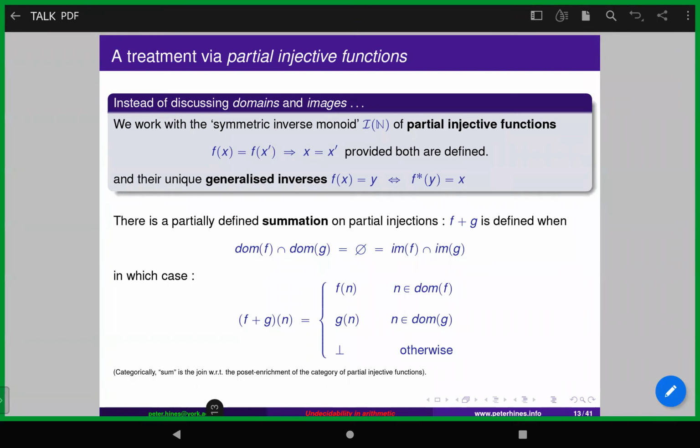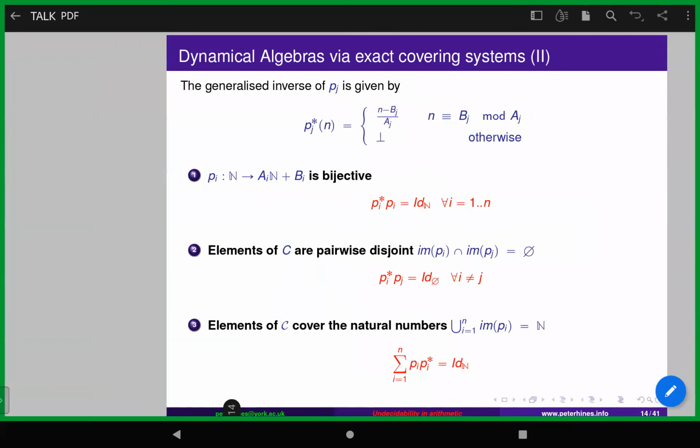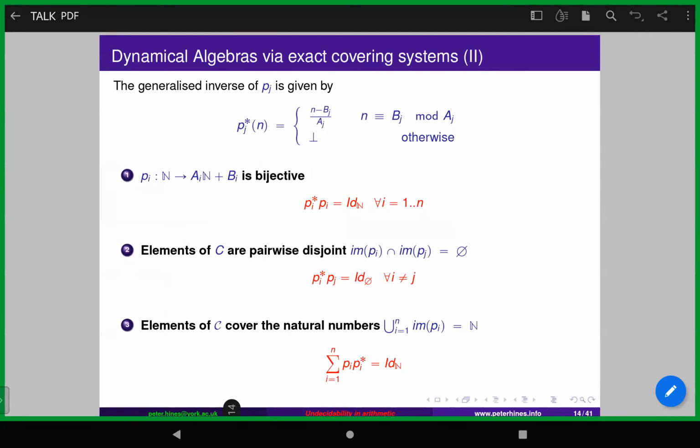Given two partial injective functions, we've got a partial notion of summation as well. So our sum is defined when the domains are disjoint and the images are disjoint. Then our sum is simply the set theoretic union of our two functions. So (f plus g)(n), well, if f(n) is defined, it's f(n). Similarly for g(n), and it's undefined otherwise. So if we have this p_j that maps n to a_j n plus b_j, well, we've got its generalized inverse, which is only defined on this modulo class a_j n plus b_j. We subtract b_j and then divide by a_j, and it's undefined otherwise.